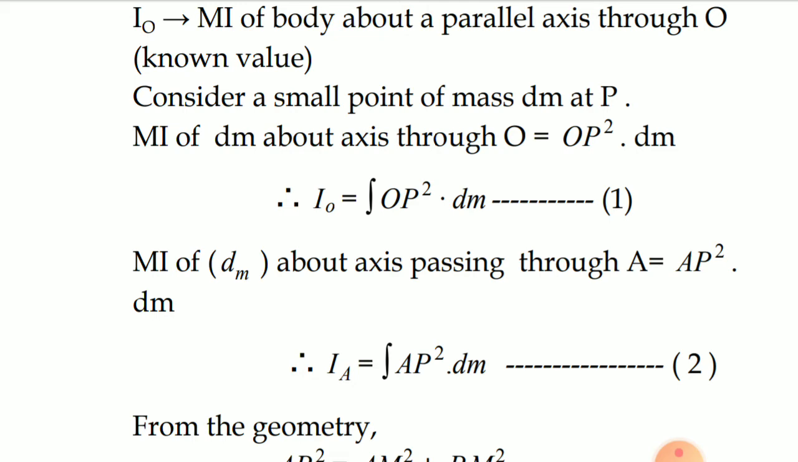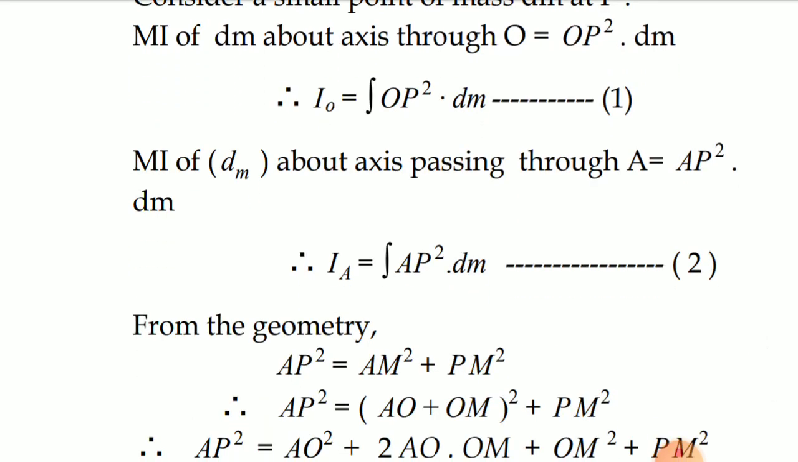Whereas the MI of that same point mass dm at point P about an axis passing through A is AP squared dm. So the total MI of the body about an axis passing through A is the integration of AP squared dm.